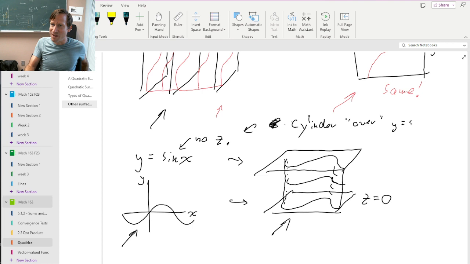over y equals sine x. And just from the context, it's understood that the direction that the cylinder is going in is the z direction. So we started with a graph. We just take that graph and slide it in the remaining direction, and that produces our cylinder.